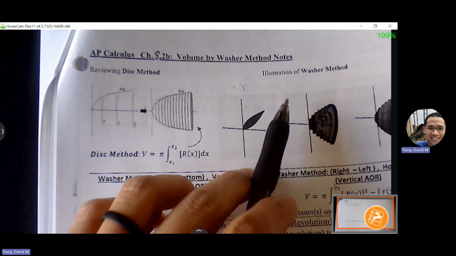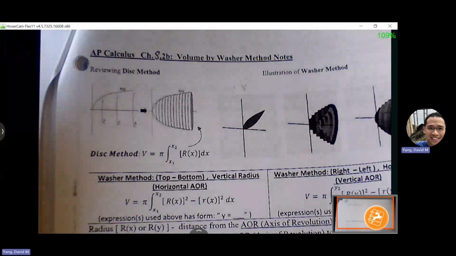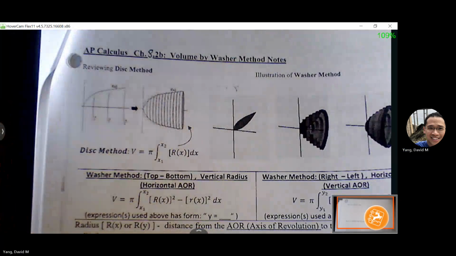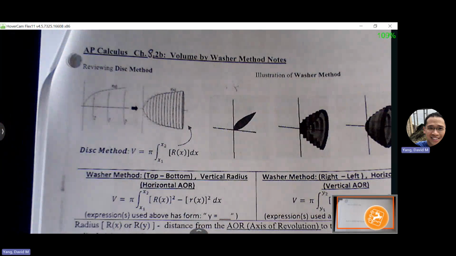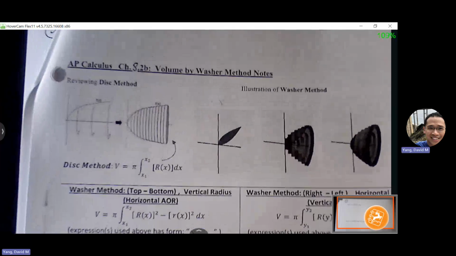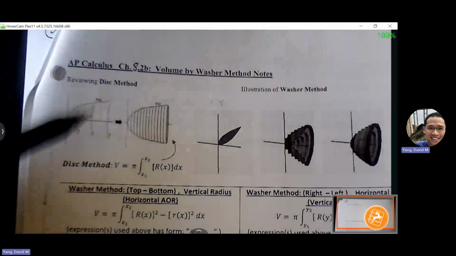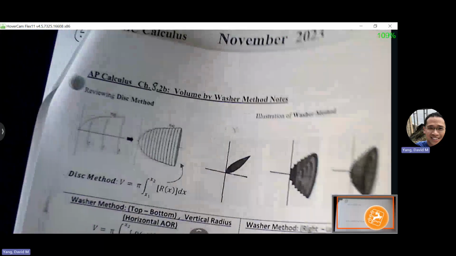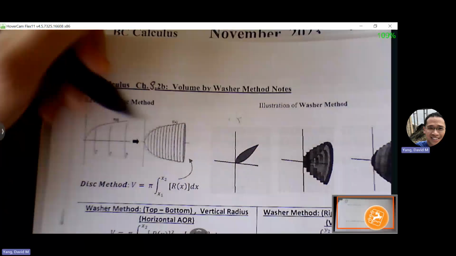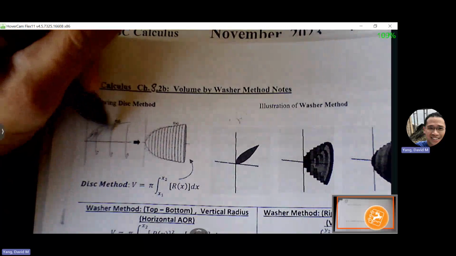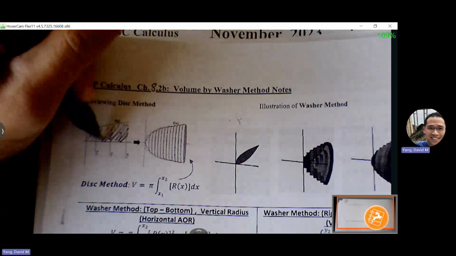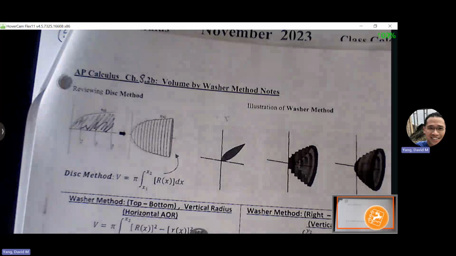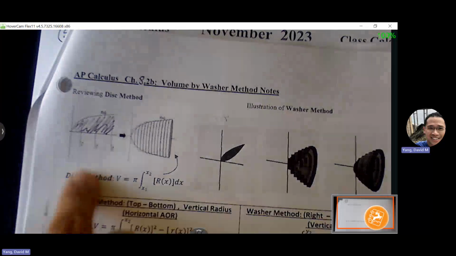So today we're talking about something called the washer method, where there's a gap or a hollowness to the object that we have to make sure we subtract out so that we can get the true volume of that object. But just to review this method first and see that connection, we always start off with shading our region. And then we're going to be looking at the axis of revolution.